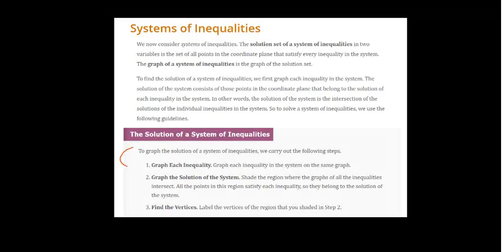We'll use the pen for this. Okay, so the solution of a system of inequalities. So it's basically what we did a second ago, except now there's a third step, and that's find the vertices. It says label the vertices of the region that you shaded in step 2. That's really it. Besides that, it's exactly what we just did a moment ago. So let's get started on that.